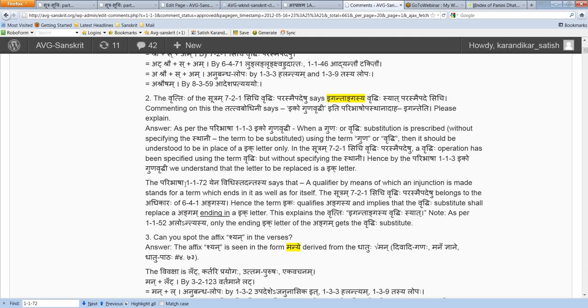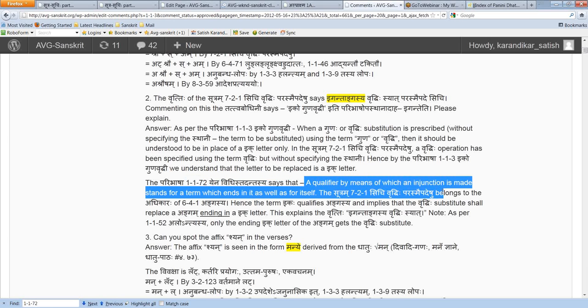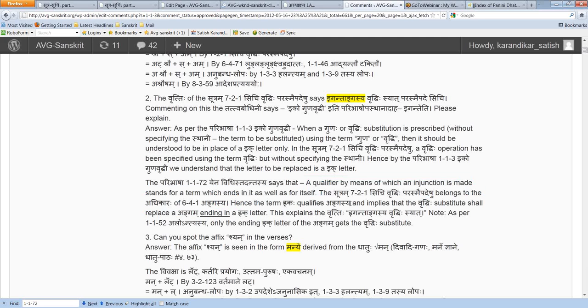Then the paribhasha yena vidhistadantasya says that a qualifier by means of which an injunction is made stands for a term which ends in it as well as for itself. The sutram Sichi Vriddhi Parasmai Padeshu belongs to the adhikara of angasya, hence ikaha qualifies angasya, which implies vriddhi shall take place in the anga ending in an ik letter.